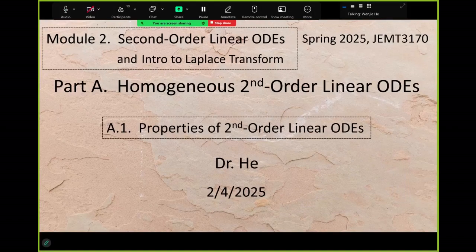First, let's look at the title of Module 2, Second Order Linear ODEs. And there is another topic, Introduction to Laplace Transform.